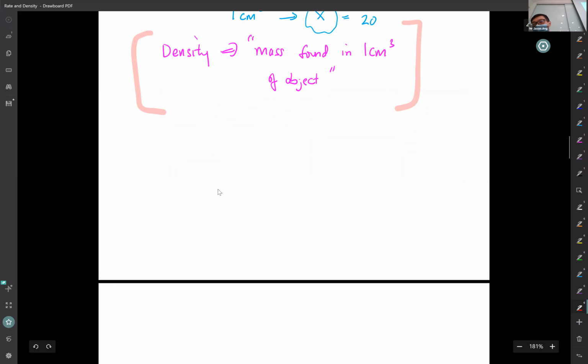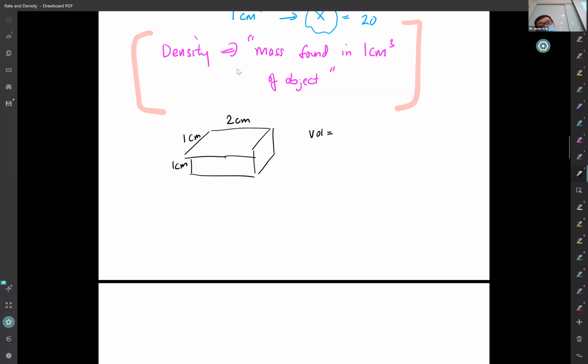Okay, I am sure now, after teaching this, you should be able to find the density of this other example that I'm going to give you. Okay, let's illustrate this. Let me change things a little bit. Let's say this is 1 cm, 1 cm, and this is 2 cm. Are you able to find the volume? I'm sure you can. I leave it to you to do this. Now, let's imagine the mass of this whole thing is actually 100 grams.